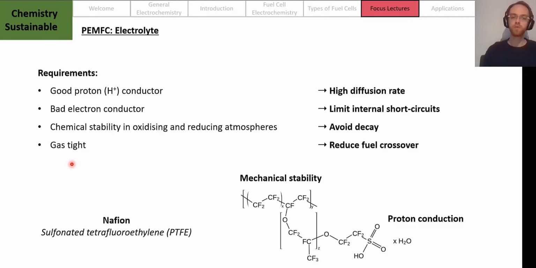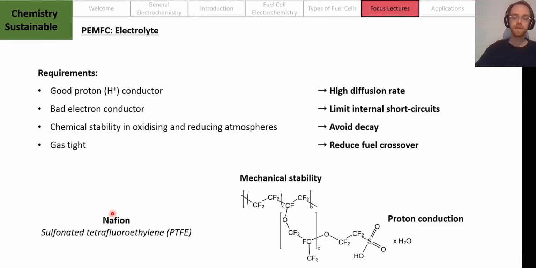So what we do not want to have is a crossover of fuel, for example, from the anode side to the cathode side, and thereby losing fuel and also giving rise to possibly parasitic reactions. So all of this would basically lower your fuel efficiency.